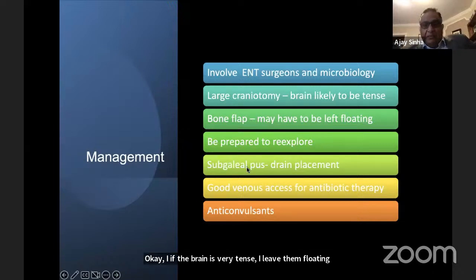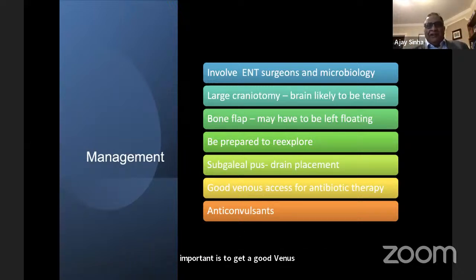If there is subgaleal pus, we need drains to be placed, and the subgaleal drains have to be left in for 5 to 7 days. If you take them out early, the wound will start breaking down. One of the few things in children which is very important is to get good venous access. There's no point in treating empyema and finding that the long line packs up within 2 days. Then you have to be back and forth to theater.